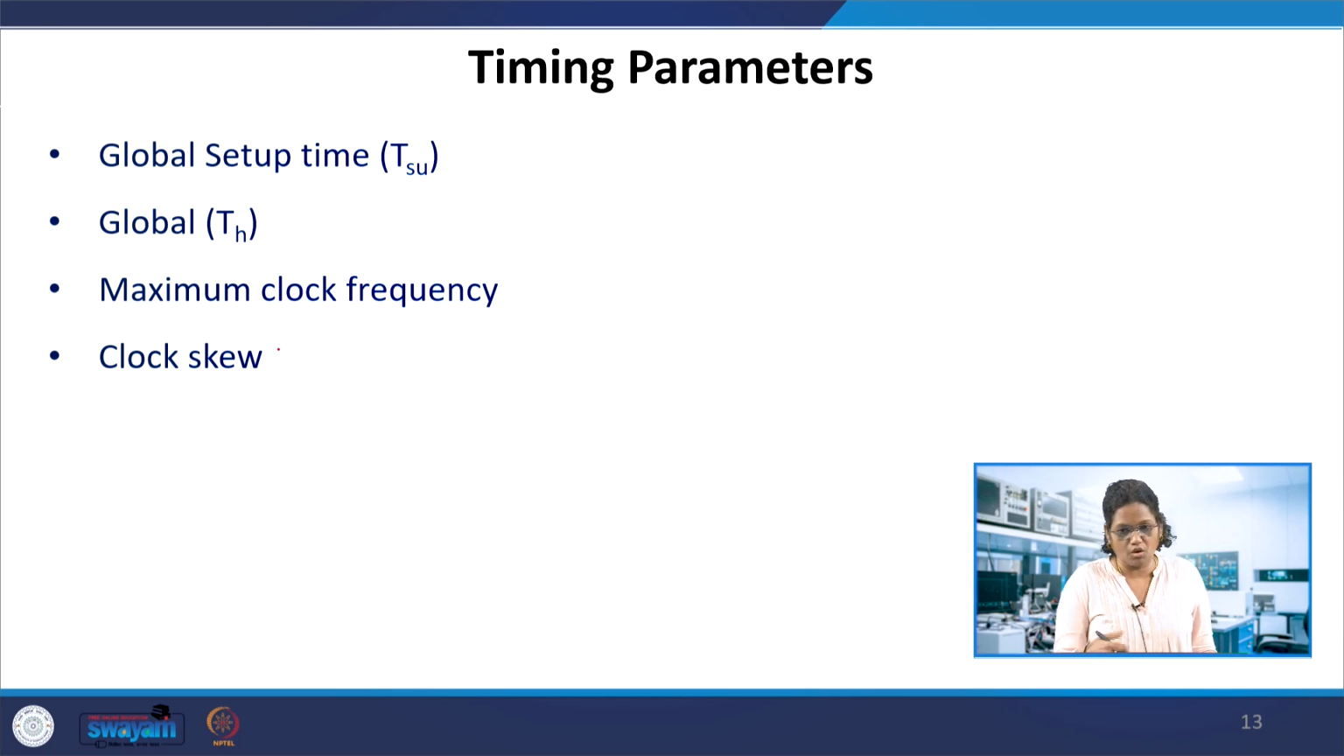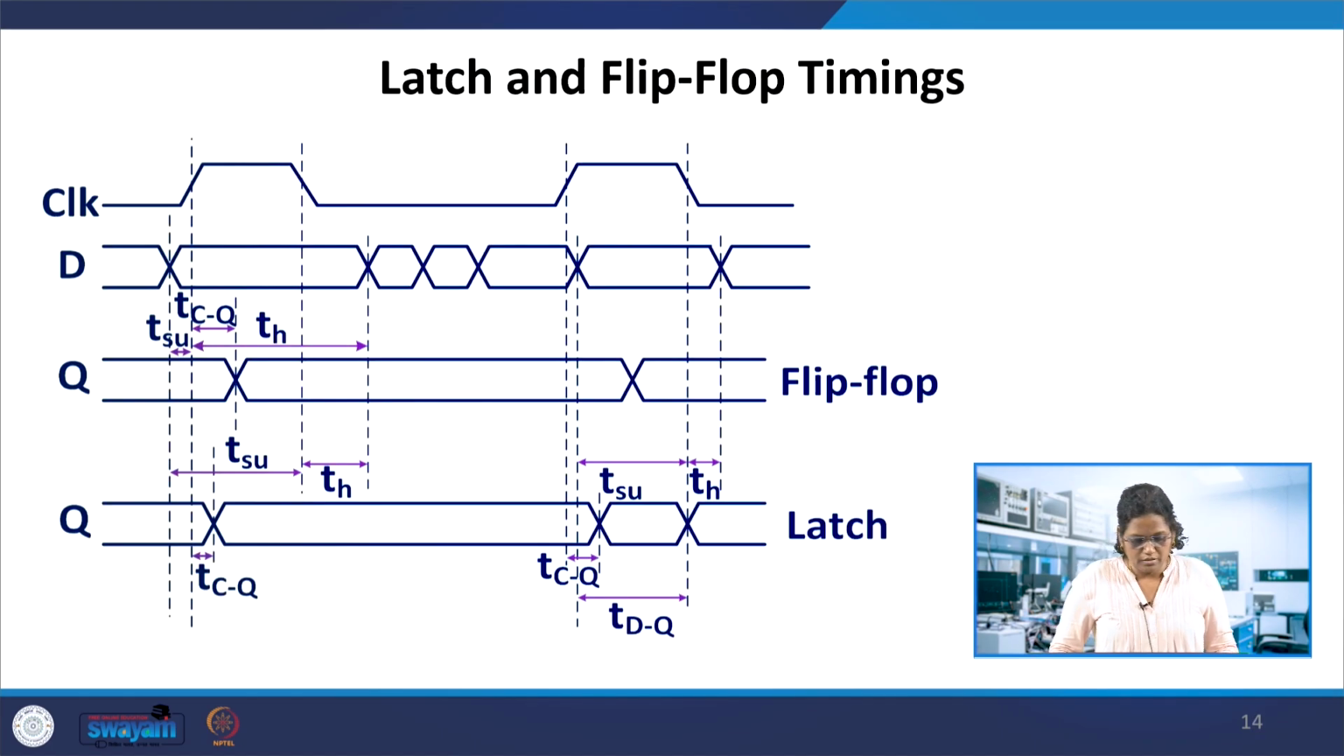Clock skew means whether all the flip flops see the clock at the same time, or there is a delay between them. And how much clock is required for this whole circuit. Global hold time, TH, and global setup time are for the whole circuit. So we can take the latch and flip flop timings first, and then move on to the global setup time and hold time cases.